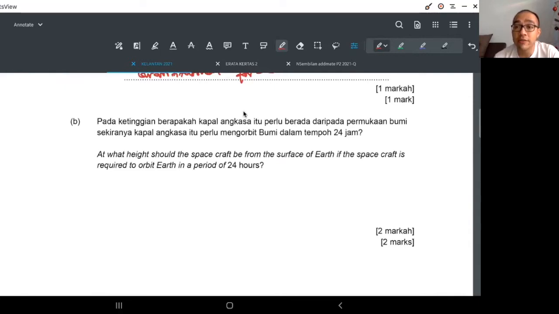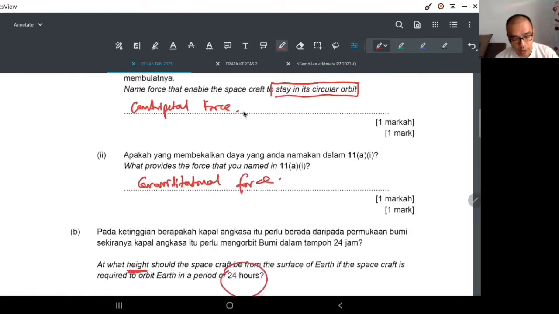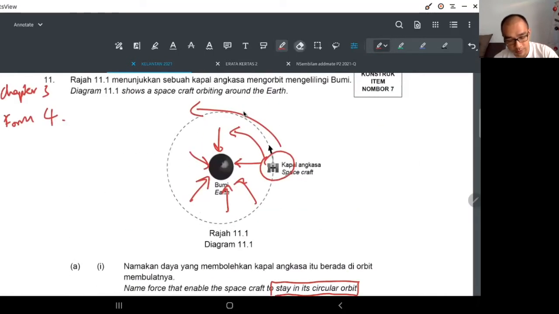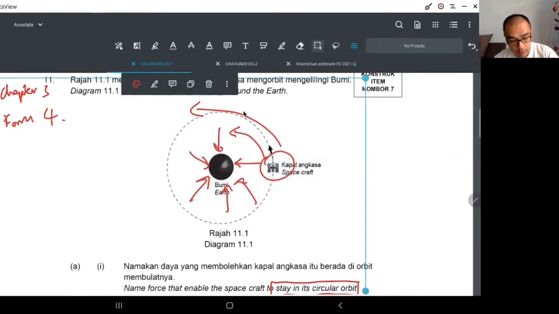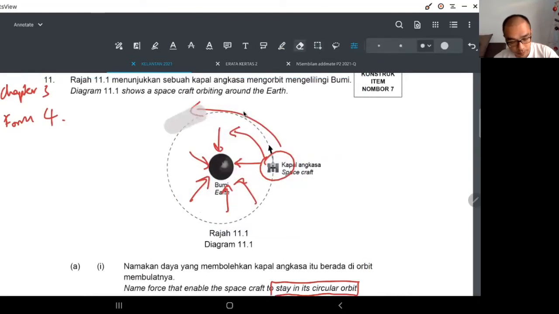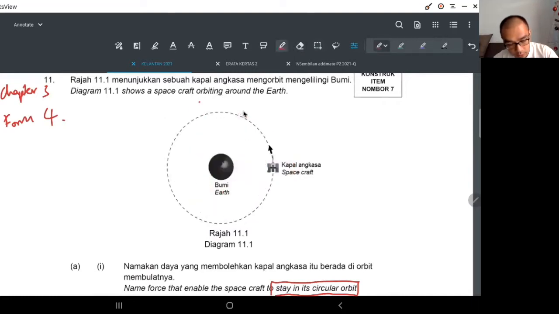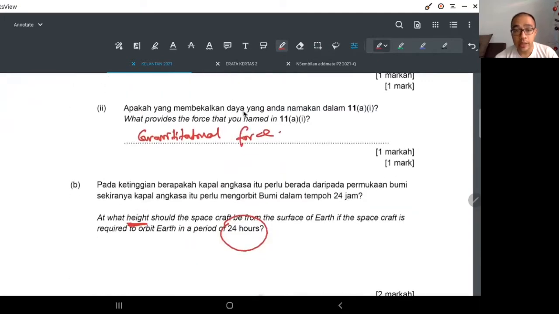All right, at what height should the spacecraft be from the surface of the Earth if the spacecraft is required to orbit the Earth in a period of 24 hours? Okay, so the question is asking for height. You want to know the height of the spacecraft. But the only thing they give you is the period.